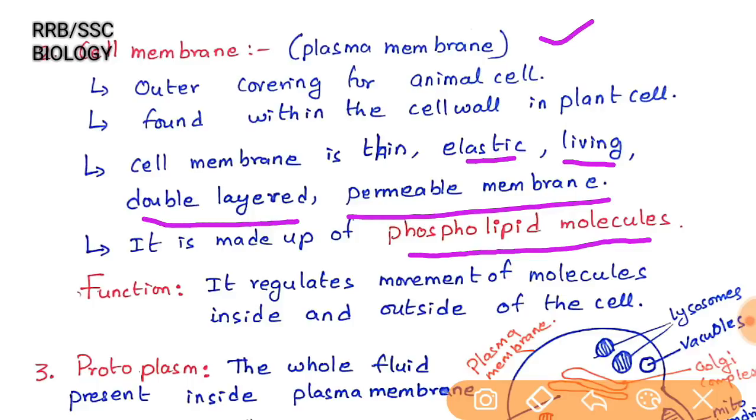What is the function of the cell membrane? Cell membrane regulates the movement of molecules inside and outside of the cell. Friends, this is a permeable membrane, just like a filter. But it regulates the movement of the molecules. If it is needed, it sends the molecules outside. In the same way, it absorbs from the outside, friends. This is the function of the cell membrane.